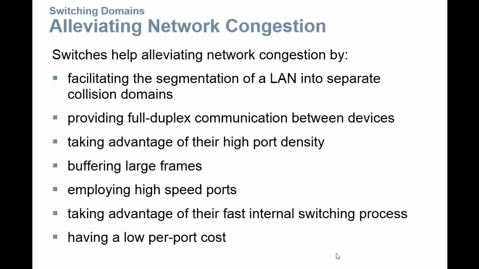We can alleviate some network congestion by using switches, and they help by facilitating the segmentation of a LAN into separate collision domains. We provide full duplex communication between devices, taking advantage of their high port density, because a switch can have many ports on it. We have buffering of large frames. We're employing high-speed ports. We can take advantage of their fast internal switching process and having a low per port cost. So we do need to keep all of this in mind while we're thinking about things and understanding how we're working.